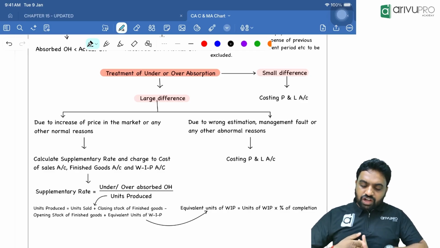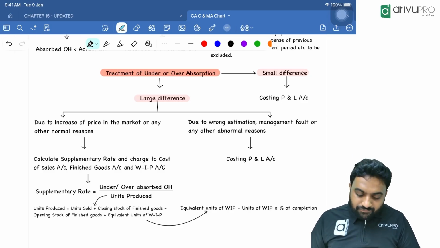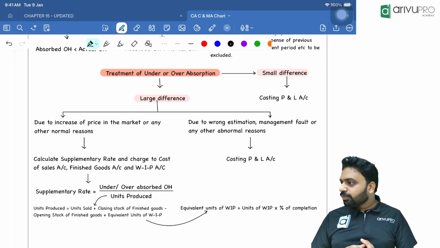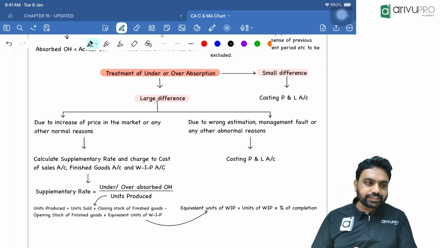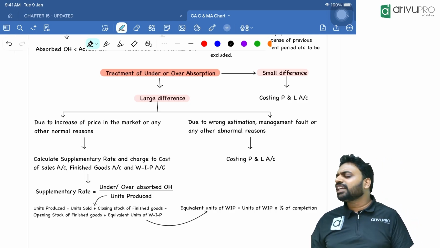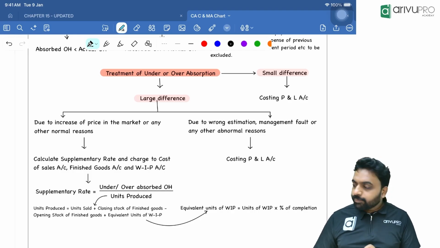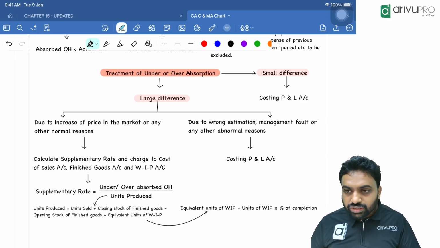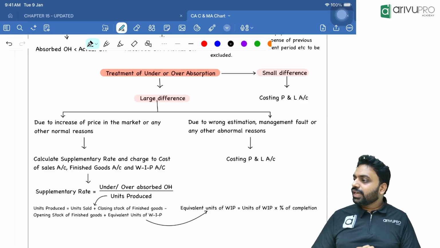Listen. Treatment of under or over recovery. Small difference, costing P&L. Large difference, find out whether it's due to an increase of price in the market or other normal reasons, or due to wrong estimation, management fault, or any other abnormal reason. If due to an abnormal reason, straight away charge it to costing P&L. However, if it is due to normal reasons, then calculate the supplementary rate and charge it to the cost of sales relating to sold units, finished goods account relating to closing stock, and WIP account relating to closing stock of WIP. Find out the supplementary rate.